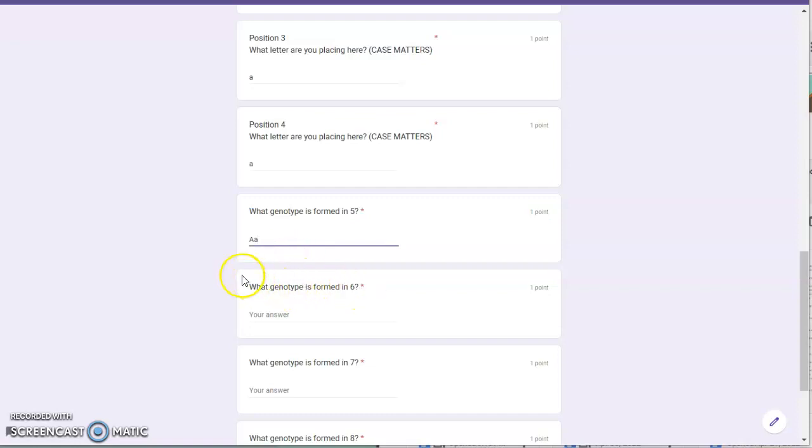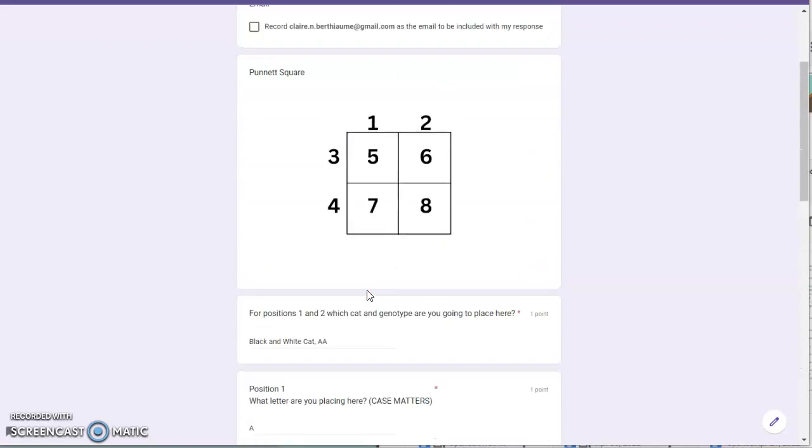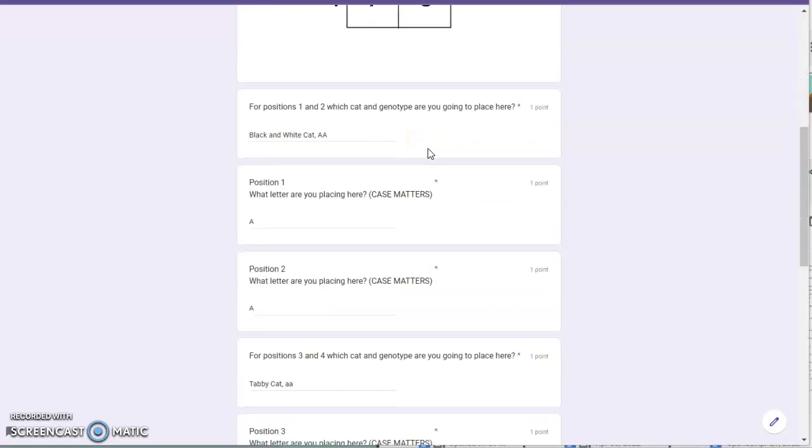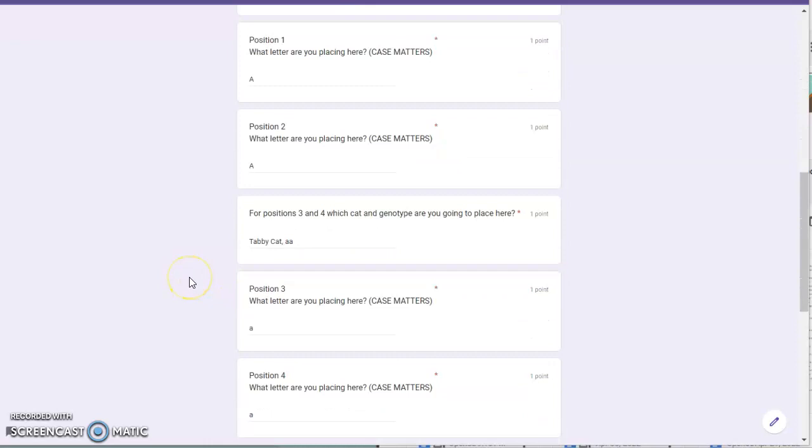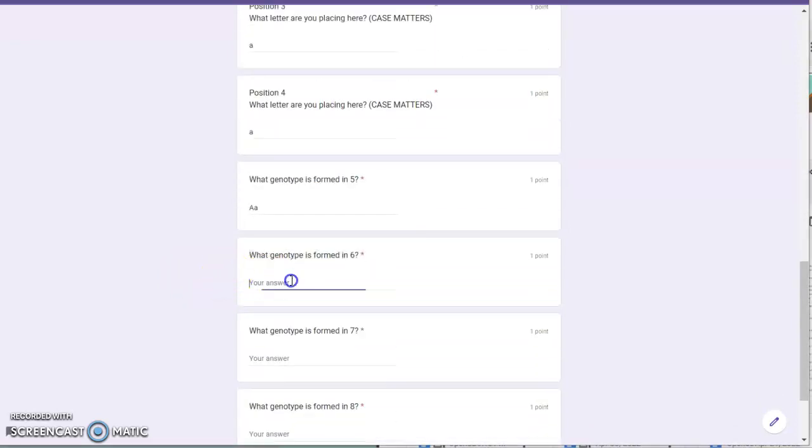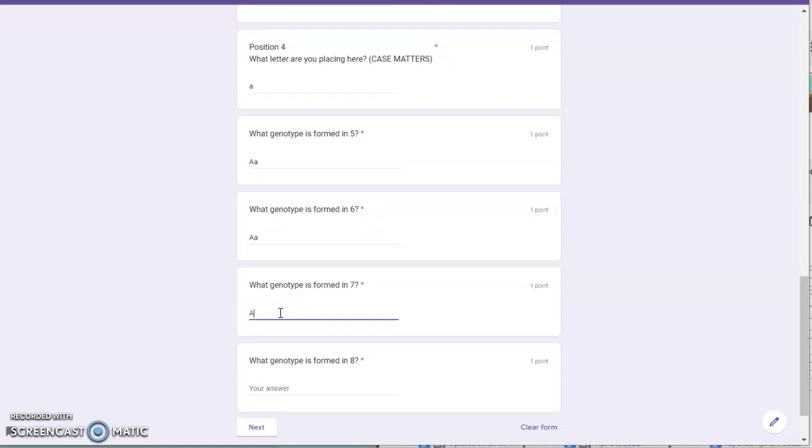Alright, now we're going to look at genotype number 6. What genotype is formed in position number 6? I'm going to go up, look at number 6. Position 2 and position 3 are what form position 6. So in position 2, I have capital letter A, and in position 3, I have a lowercase a. So my genotype is going to be big A, little a. It's going to be the same for position 7 and for position 8.